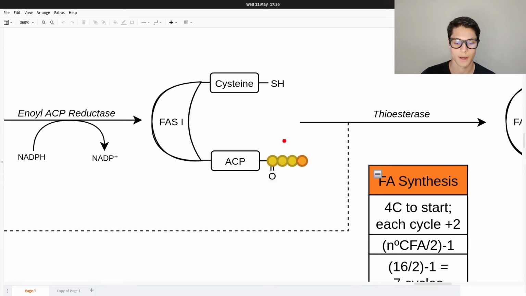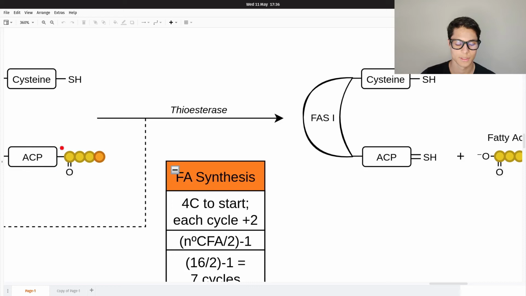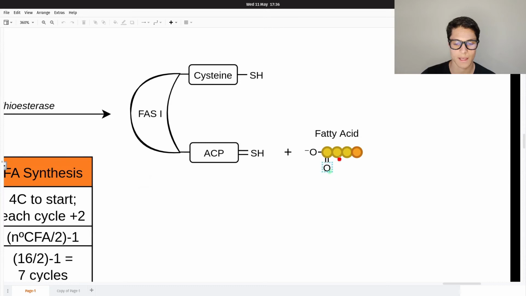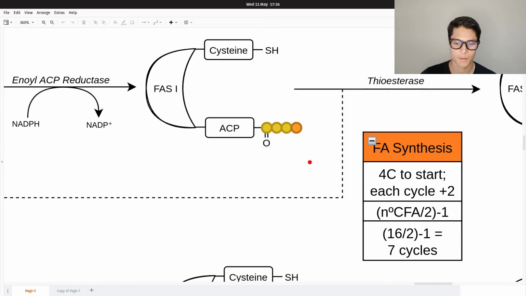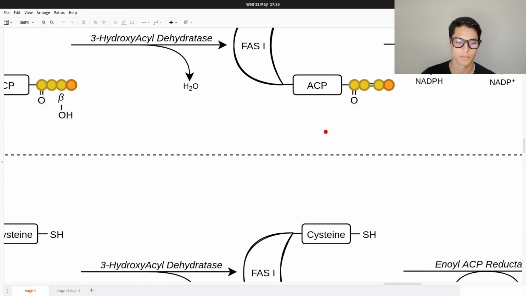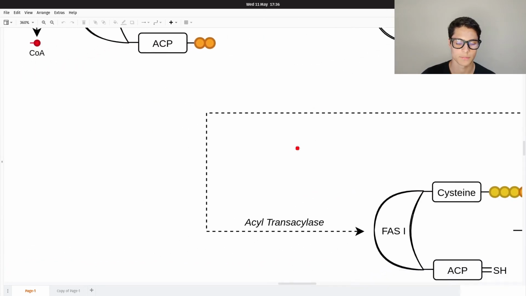This is actually a 4-carbon fatty acid, a butyric acid, because if we use thioesterase, we can cut this bond to the ACP carrier protein and release the fatty acid, and this is called butyric acid. But to continue making the fatty acid longer, we can follow this arrow and repeat the steps.